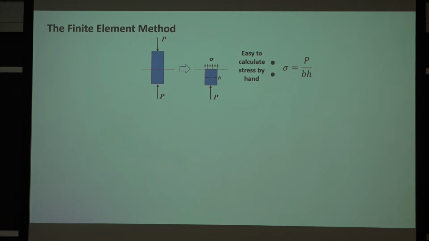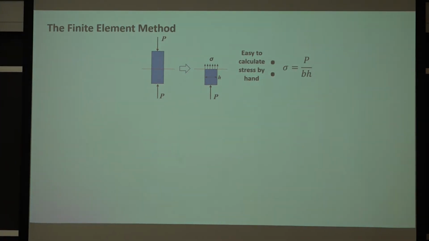So let's start here. You have an eraser, let's say. Say that it's some homogeneous material, and you put this in compression, okay, this way. And you can very easily calculate the stress on this if you know the geometry. You know that the stress is going to be equal to the force divided by the cross-sectional area, which in this case is B times H.